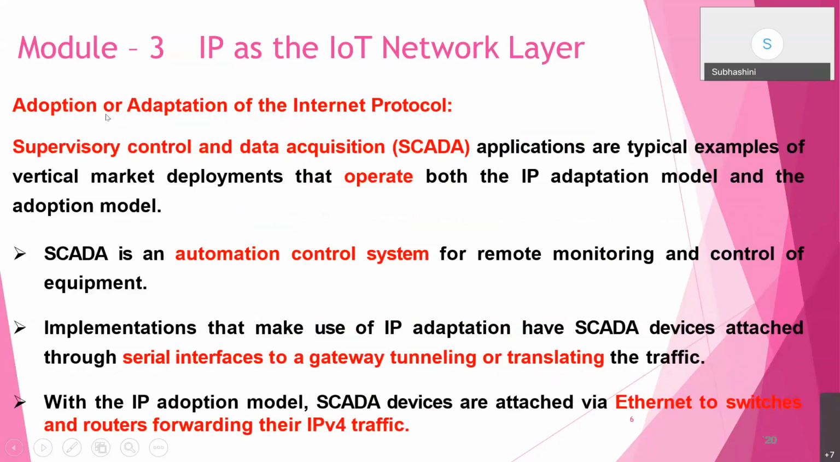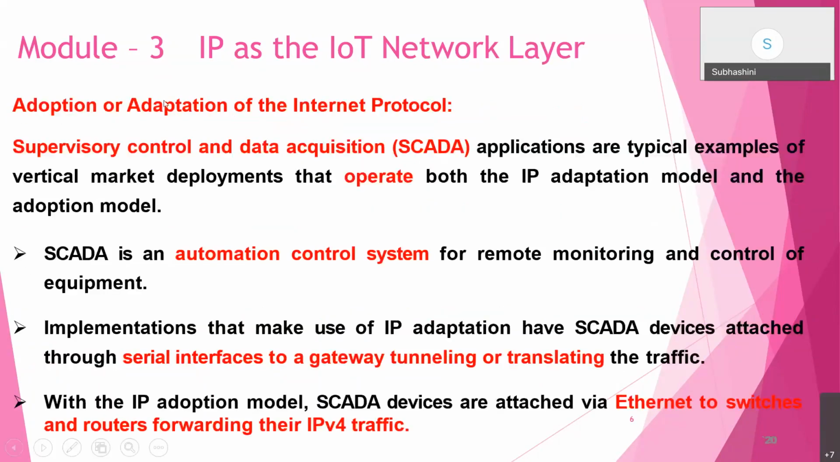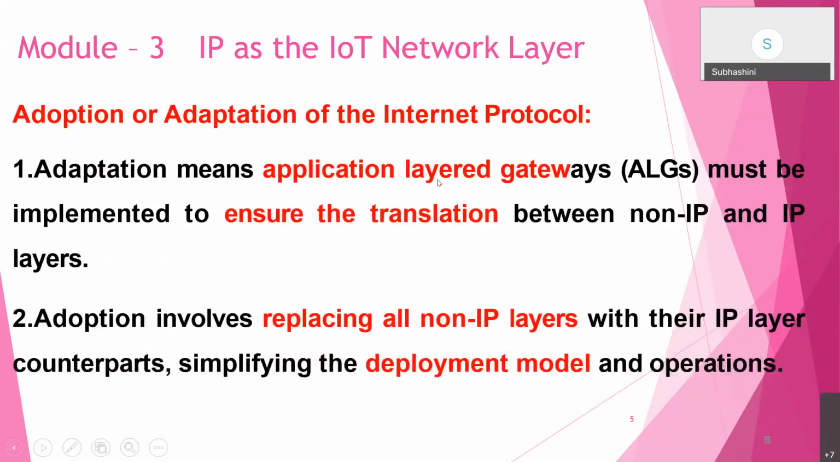And if you take an example of these two types of models, the first one, the adaptation model, is what we discussed. For the adaptation model, we have the example of SCADA systems, and also the example of ZigBee solutions. So ZigBee and SCADA systems are the two examples for the adaptation model. What do we do in the adaptation model? We use certain intermediate devices. What are they called? ALGs. What does this ALG do? It translates non-IP to IP.